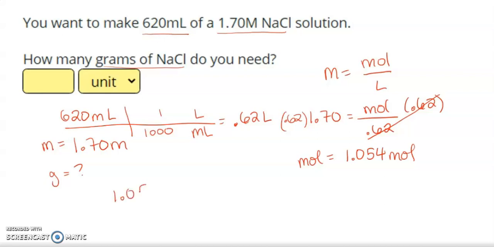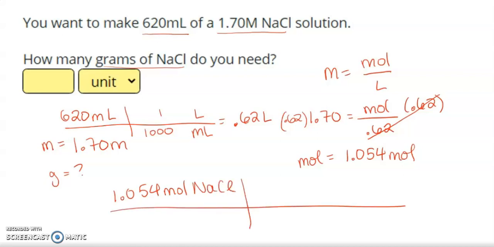Now I'm going to take that number of moles, 1.054, and I'm going to convert it to grams. So I set up a conversion. I'm going to drag down moles NaCl and go to grams NaCl. To find grams in a mole, I look on the periodic table. Na plus Cl, so 22.99 plus 35.45. That's going to give me 58.44 grams in 1 mole.